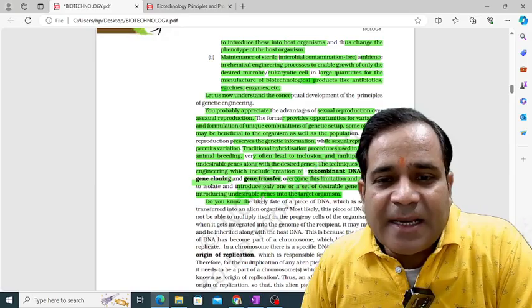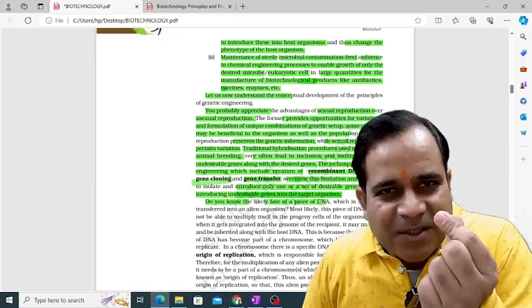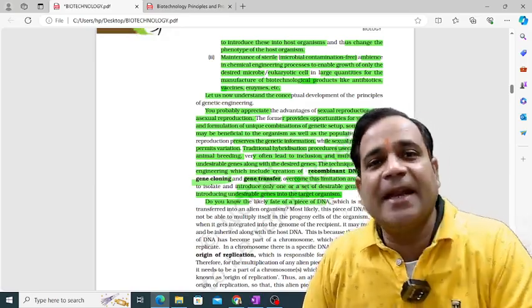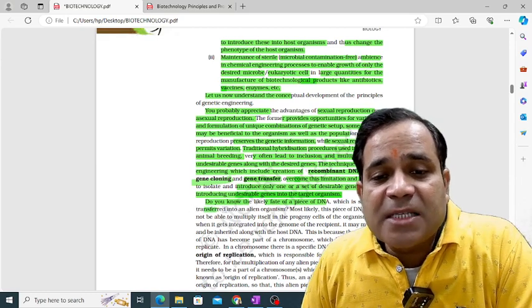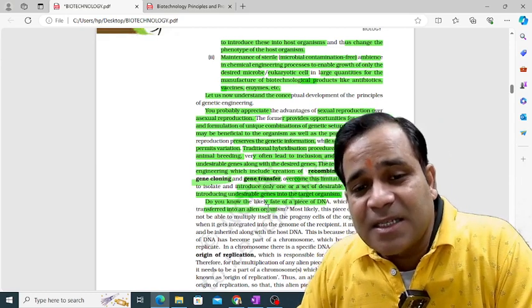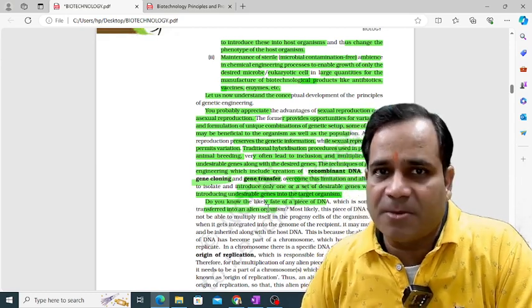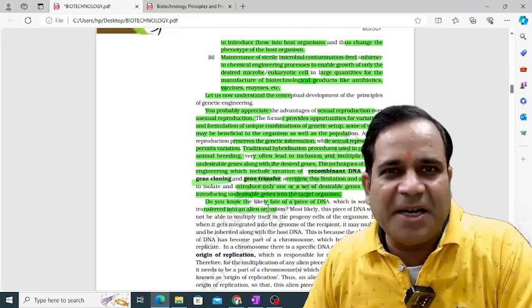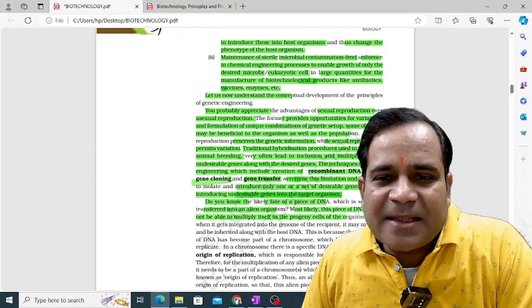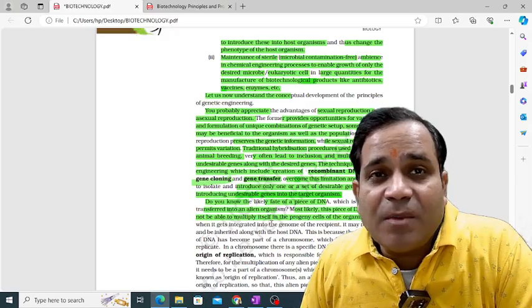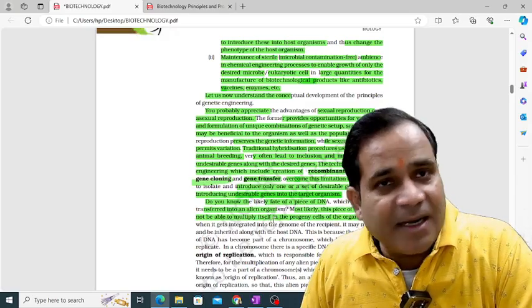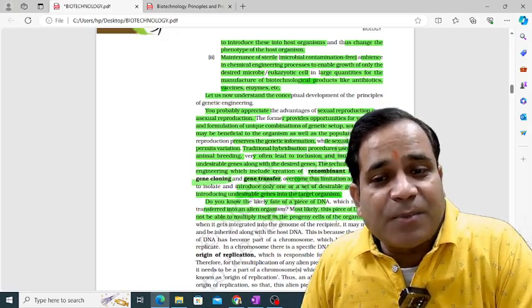Do you know how a piece of DNA is to fit? Yes, first of all, we should take the piece of DNA which is somehow transferred into alien organisms. If I'm saying alien organisms, it means organisms that are what? Totally different. So mostly the piece of DNA would not be able to multiply itself. Yes sir, definitely DNA would not multiply itself in the progeny cell.